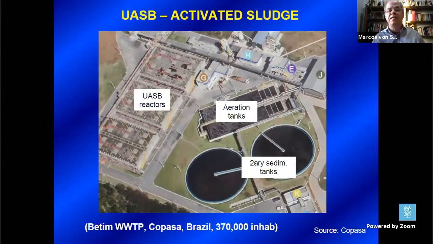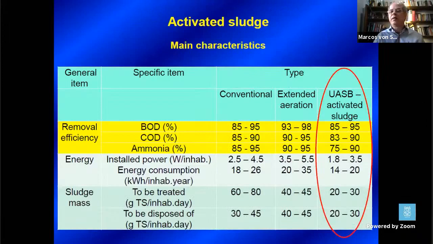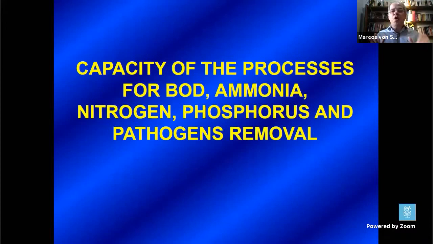Yes. Here I'm showing you an example in a nearby city here, near to my city of Belo Horizonte. This is treating a population of 370,000 inhabitants, UASB reactors, and then we have the activated sludge post-treatment stage. And that's it. Very good removal efficiency. This plant here was giving more than 90% BOD removal efficiency. These are, I will skip this table here. Okay, just now, short summary comparison between these treatment processes.